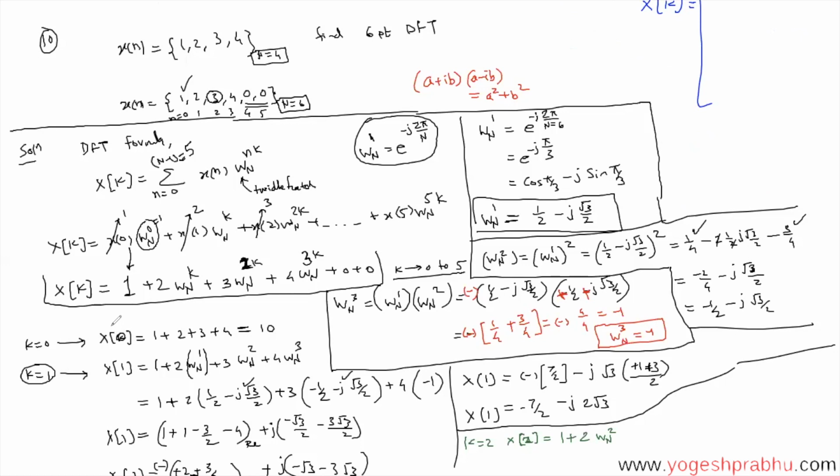The first x of 0, the first value is 10. This we got at k equals 0. You see? Now we're putting k equals 1 into this expression here. When you put k equals 1 in this, you get x of 1. And the answer is over here. That is the first one at k equal to 1. This is the value. So let me write that. That's going to be minus 7 over 2 minus j 2 square root of 3. That's for k equals 1.